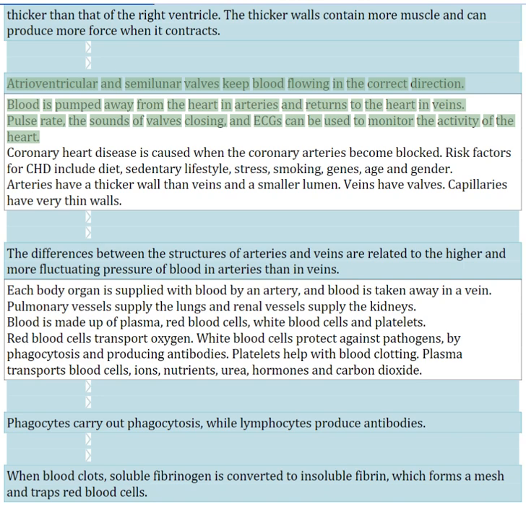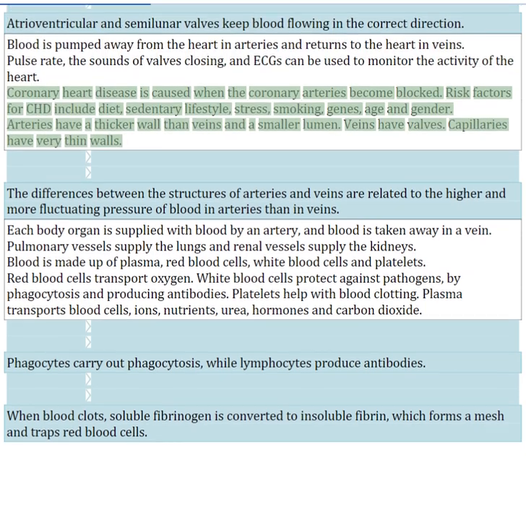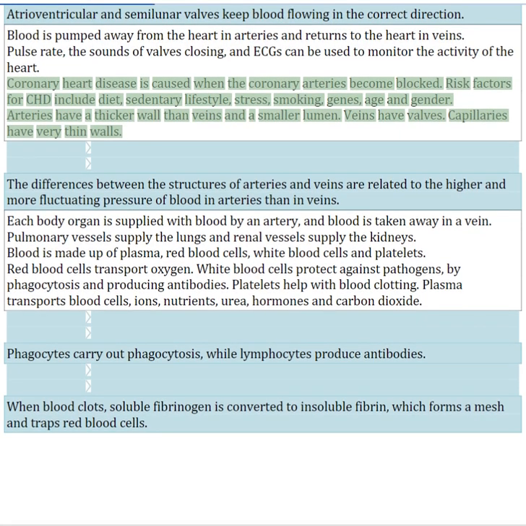Atrioventricular and semilunar valves keep blood flowing in the correct direction. Blood is pumped away from the heart in arteries and returns to the heart in veins. Pulse rate, the sounds of valves closing, and ECGs can be used to monitor the activity of the heart. Coronary heart disease is caused when the coronary arteries become blocked. Risk factors for CHD include diet, sedentary lifestyle, stress, smoking, genes, age and gender.